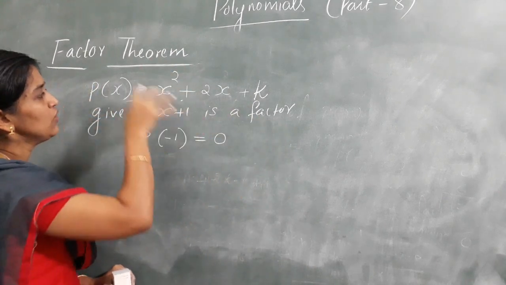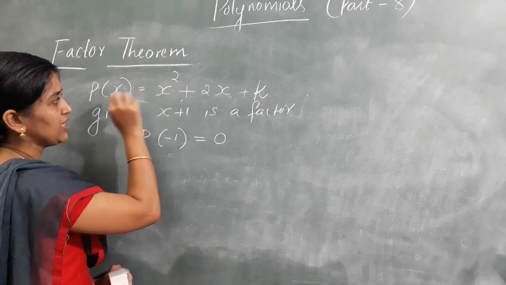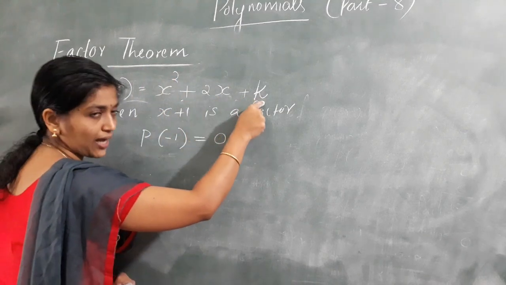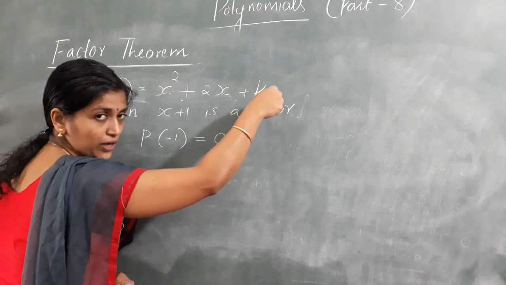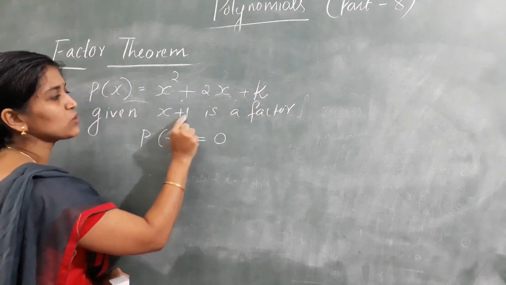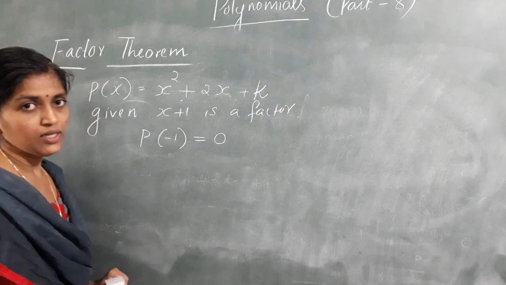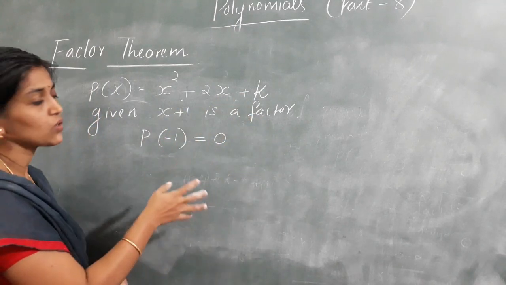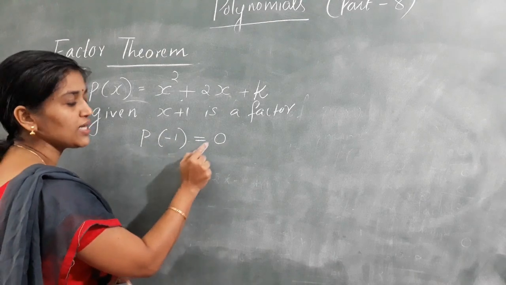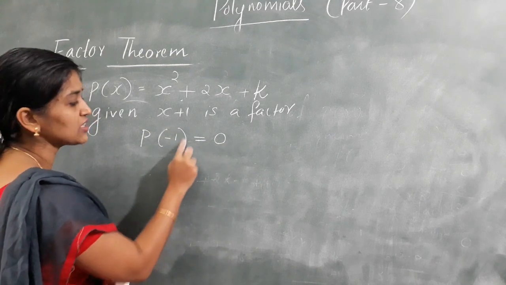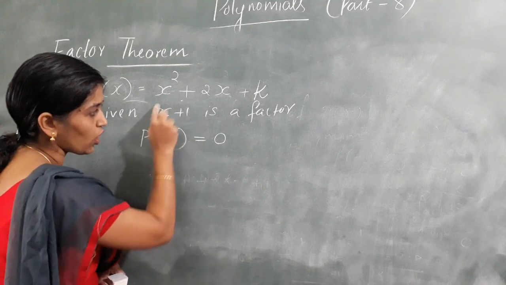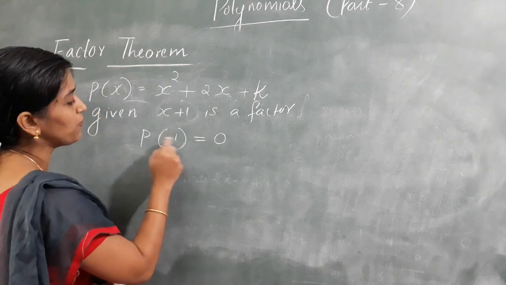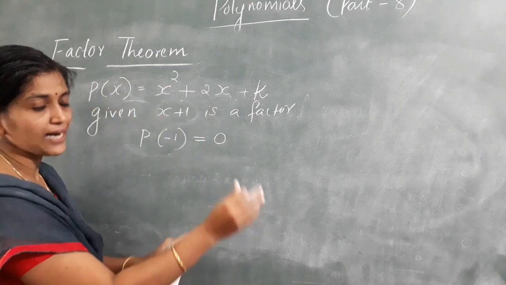So, the question is: in the polynomial p of x equal to x square plus 2x plus k, find the value of k if x plus 1 is a factor. If x plus 1 is a factor, by factor theorem, you can say p of minus 1 equal to 0. From where are we getting this minus 1? It is the zero of this factor x plus 1. Clear? So, p of minus 1 equal to 0, we can directly take.